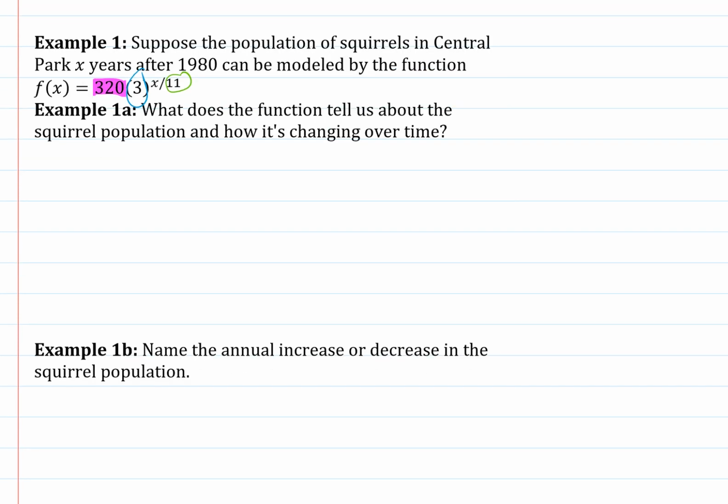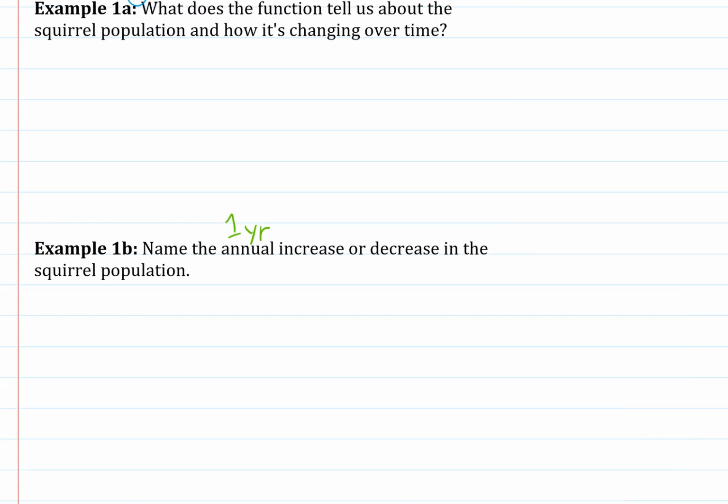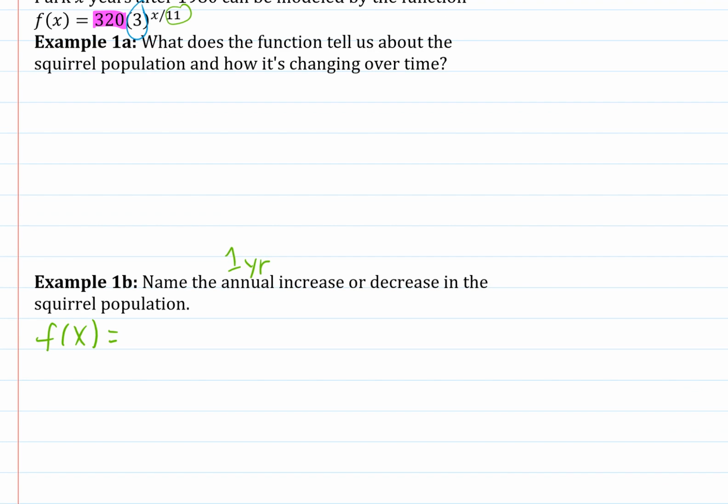But if we want to talk about the annual increase or decrease in the squirrel population, annual means in 1 year. So if it's tripling over the course of 11 years, how much is it growing in a single year? Well, we can rewrite this function as f of x equals 320 times 3 to the 1/11th to the x power. It's like I'm taking the fraction of the exponent, the 1/11th, inside with the 3.